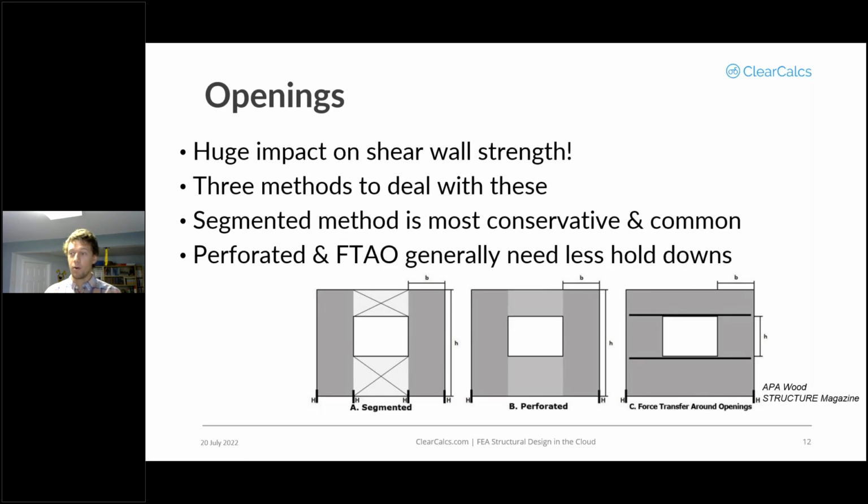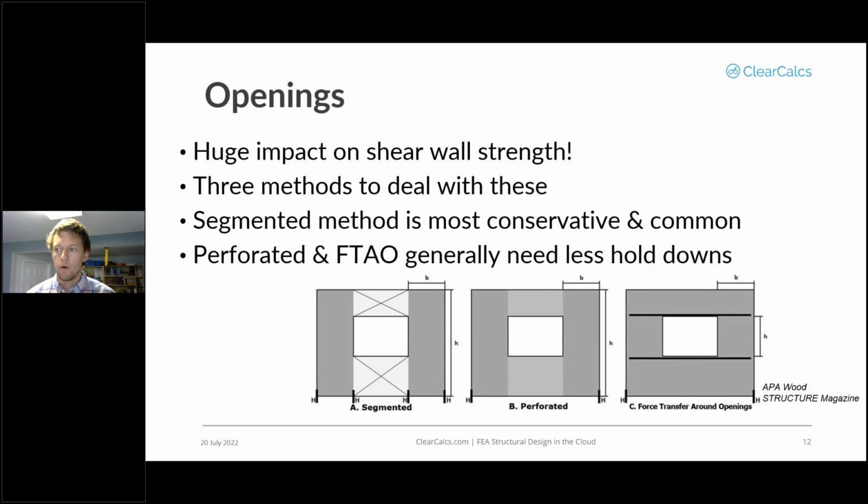Now, one big component with shear walls are openings. These probably have the biggest impact on the strength of a shear wall. If you think about it, you're basically putting a big hole in the middle of your wall, and so when things are getting pushed around, there's obviously going to be some weird things going on with the stress. It's a big weak point, so we absolutely have to consider that. And so the code usually gives you 3 different methods that you can use to design openings.